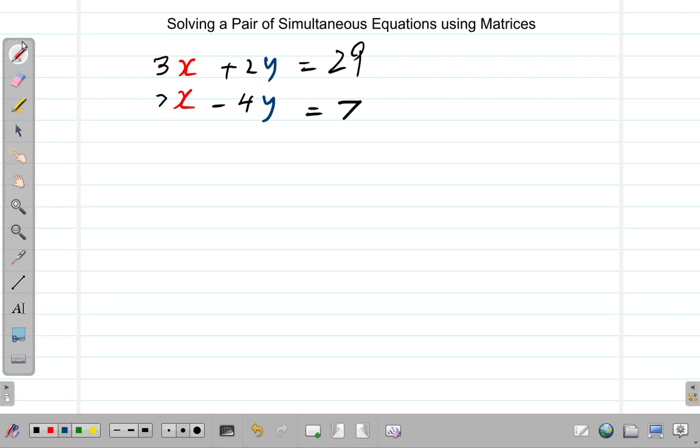Let us review the use of matrices to solve a pair of simultaneous equations. Simultaneous equations involving two variables. In this case, we have x and y. We have 3x plus 2y equals 29. We also have 7x minus 4y equals 7. So, let's go.